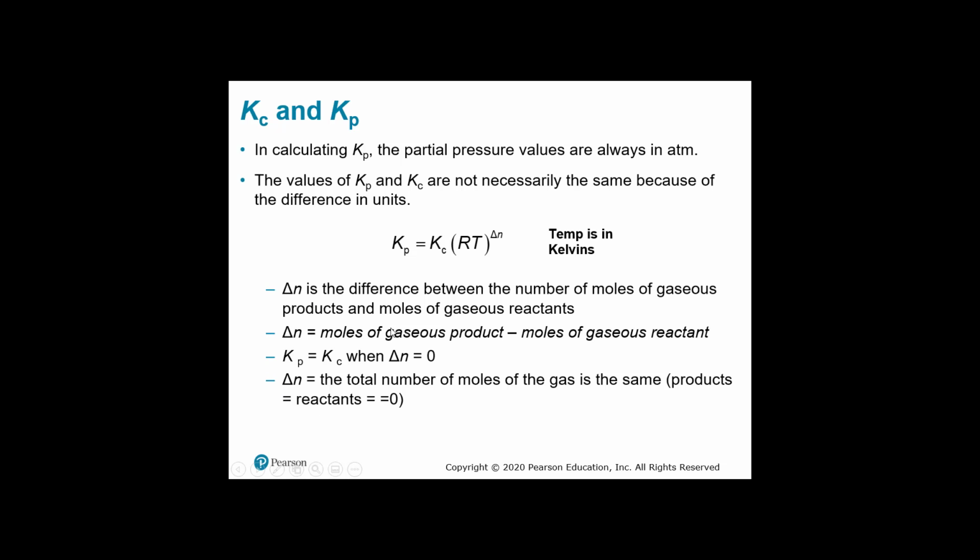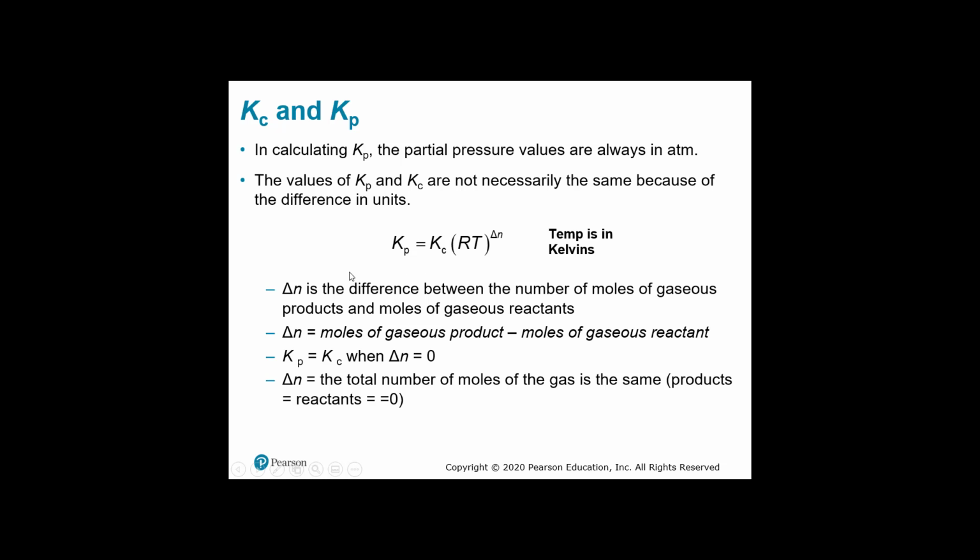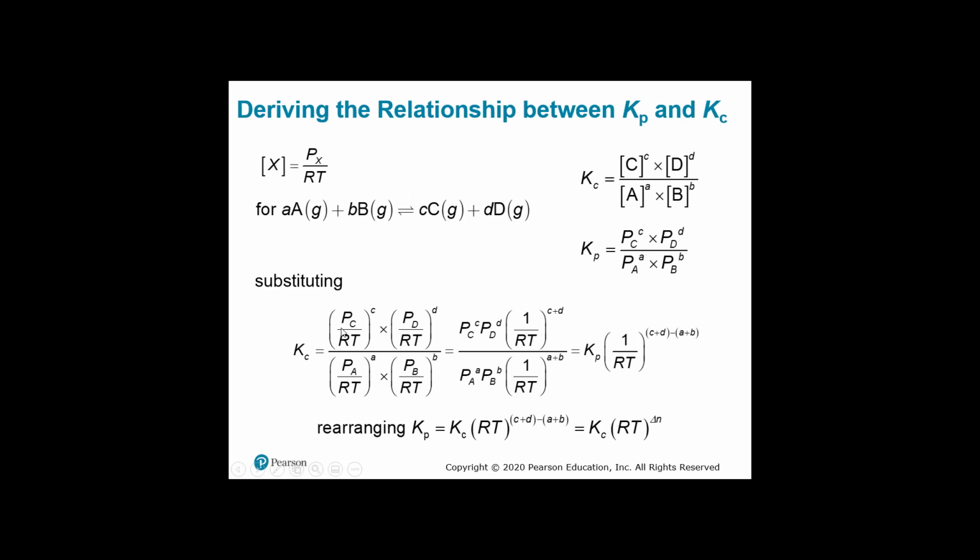But I have an example to show you how to use this problem. So make sure you understand that it's simple. The delta N is just the sum of the products minus the sum of the reactants. That's what delta N is. And if it equals 0, then the equilibrium constant for partial pressure is equal to the equilibrium constant of molarity, or concentration. And this is just a long way of showing how this relationship works.